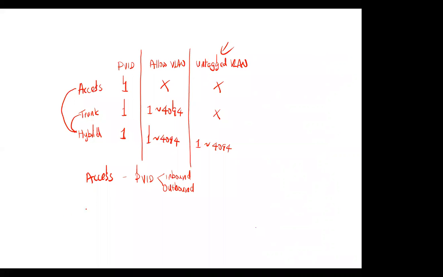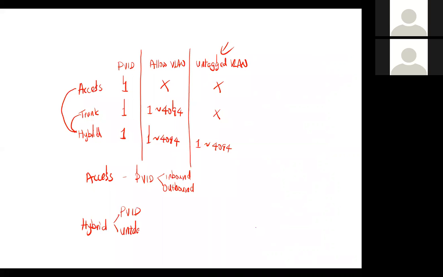But for this hybrid, it's slightly different. For hybrid, they have two. For the PVID itself, it's only meant for inbound, and untag is for outbound. So that is the only difference.